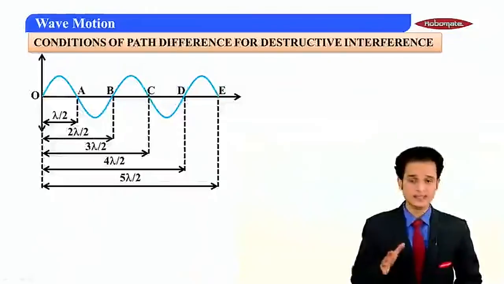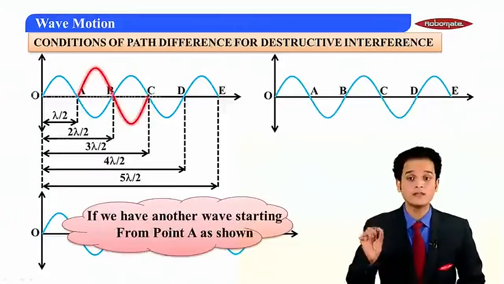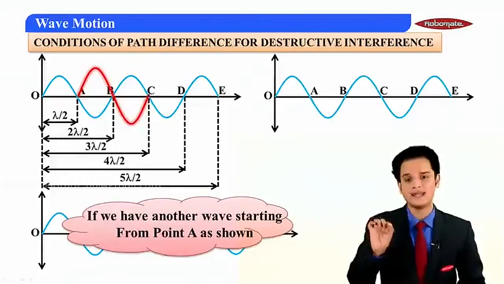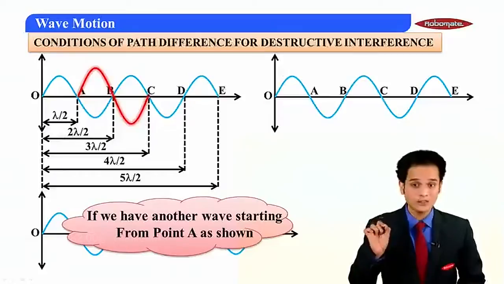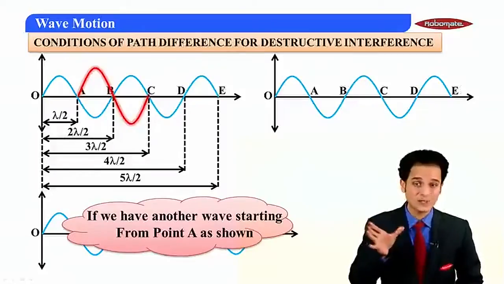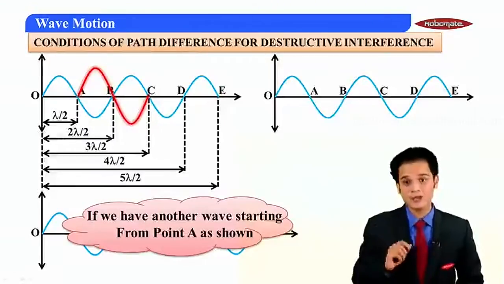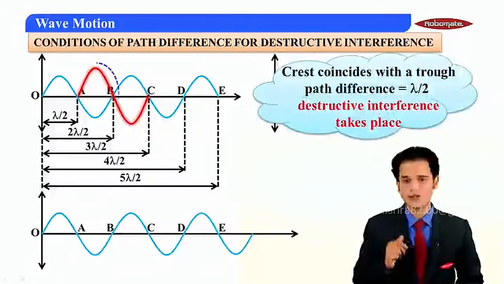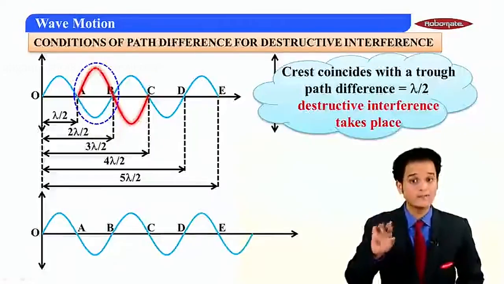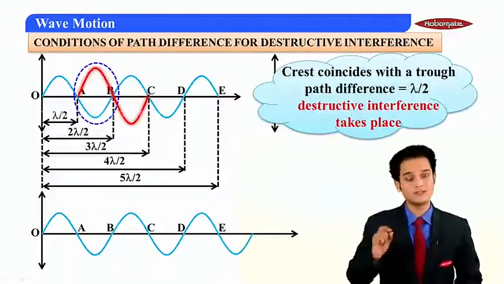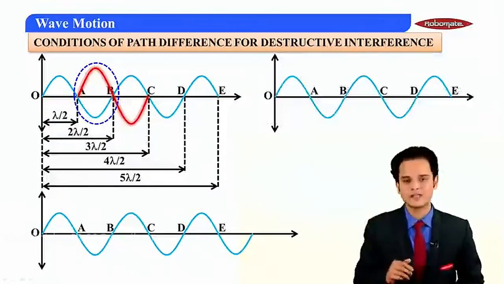Let us analyze the same diagram thrice once again students. First wave starting from point A. Students, there will be a path difference, right? The path difference is going to be the distance between the starting points of the two waves, that is lambda by 2. So students, if you carefully see, once again, the crest is coinciding with the trough. Path difference is lambda by 2 and that is why students, destructive interference takes place.